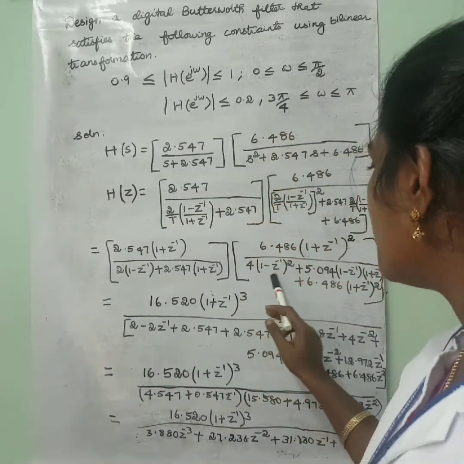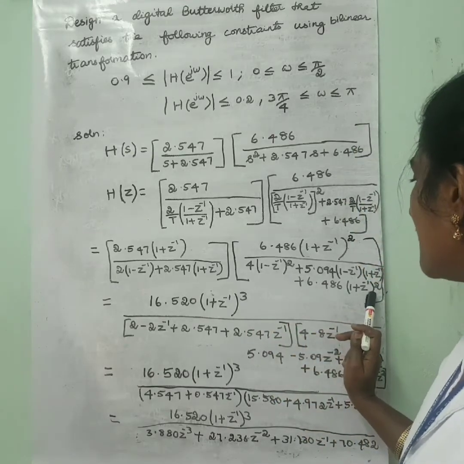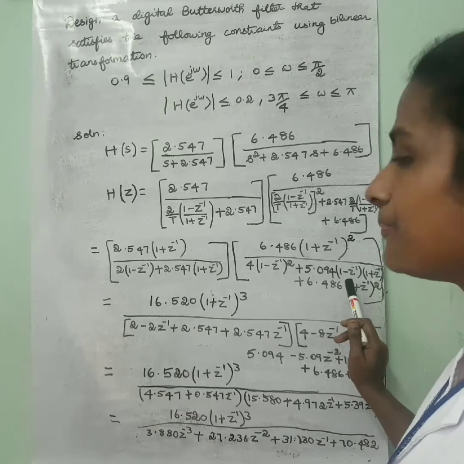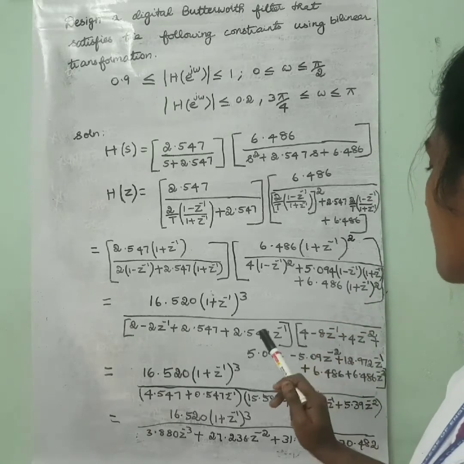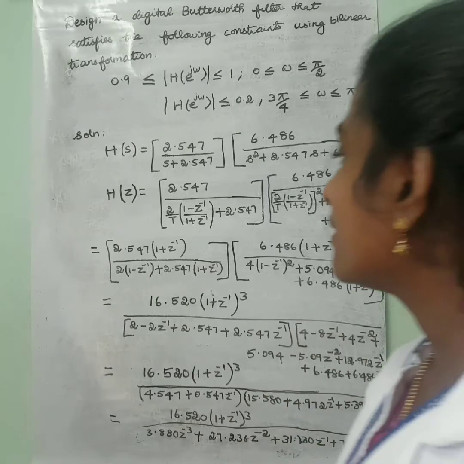In the next step you expand. It is of the form (a minus b) the whole square. This is of the form (a plus b) the whole square. It is of the form (a plus b) into (a minus b). So substitute the values and you expand, okay?